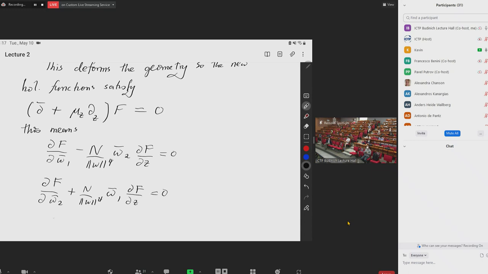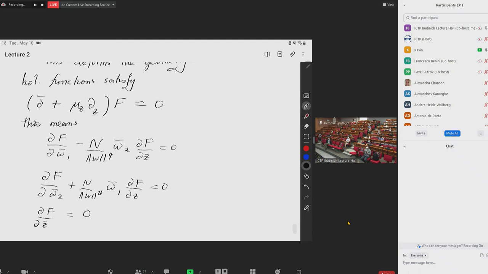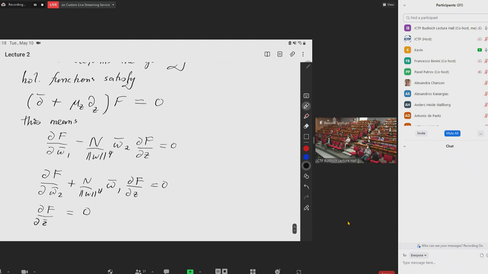And the last equation is that df/dz-bar equals 0. So what we will do tomorrow is solve this equation. And we'll find that the solutions to this equation give you coordinates on the manifold SL2C.